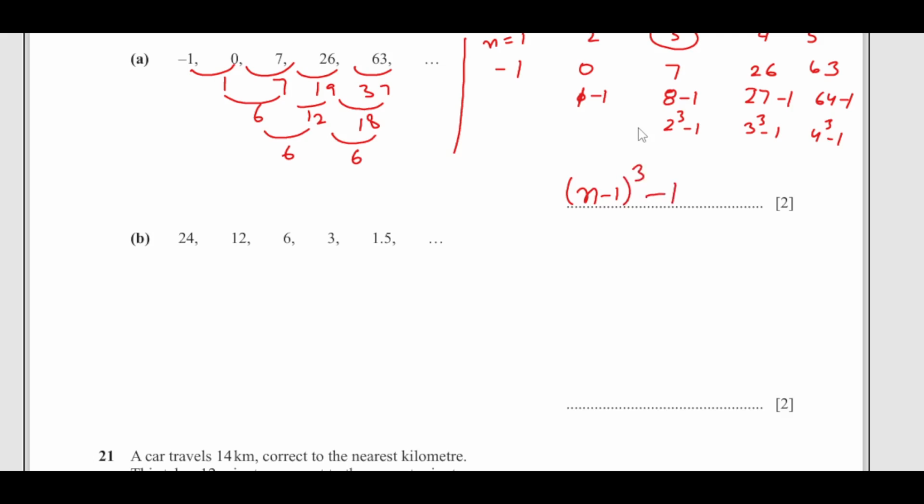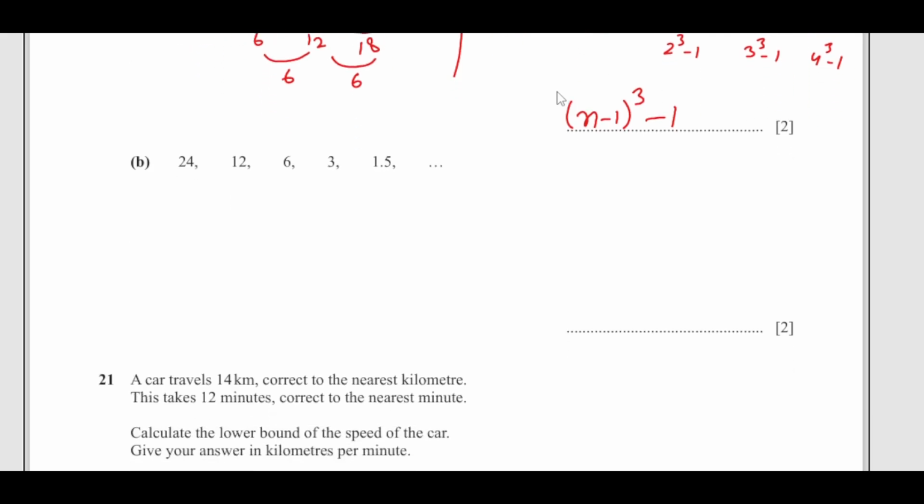So let's see if it is working for this one over here also. The first one is first term n is 1, 1 minus 1, which is 0 and -1, then you will get this one, -1. And for the second term, 2 minus 1 is 1, then 1 power 3 is 1, 1 minus 1 is 0. So then this is working. So this is the final answer for the nth term, right.